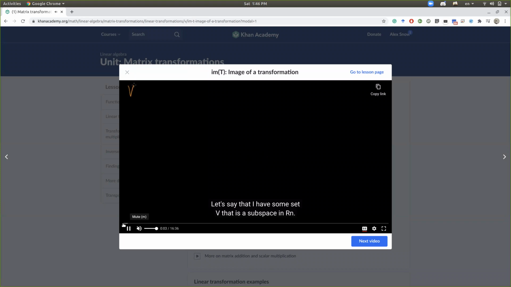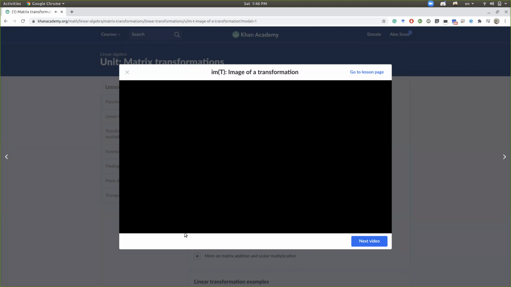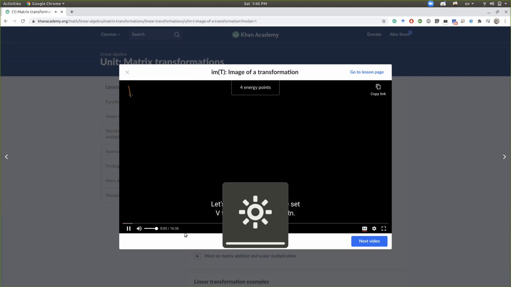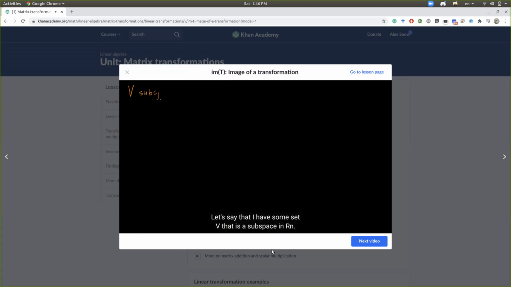V, that is, let's say that I have some set V that is a subspace in Rn. And just as a reminder, what does it mean? That's just some set or some subset of Rn, where if I take any two members of that subset, so let's say I take the members A and B, they're both members of my subspace.